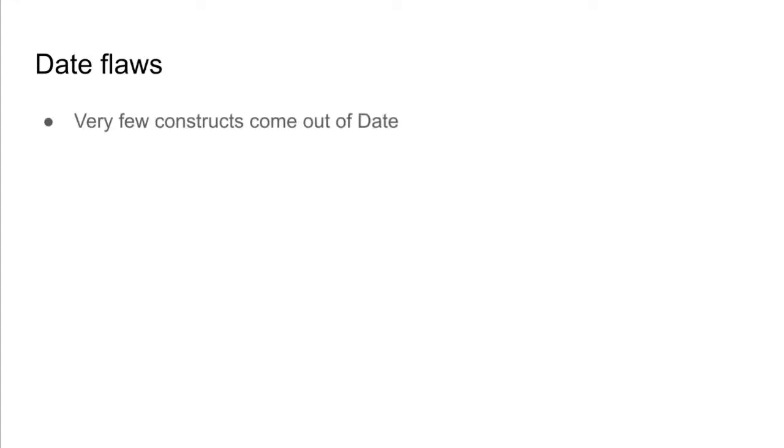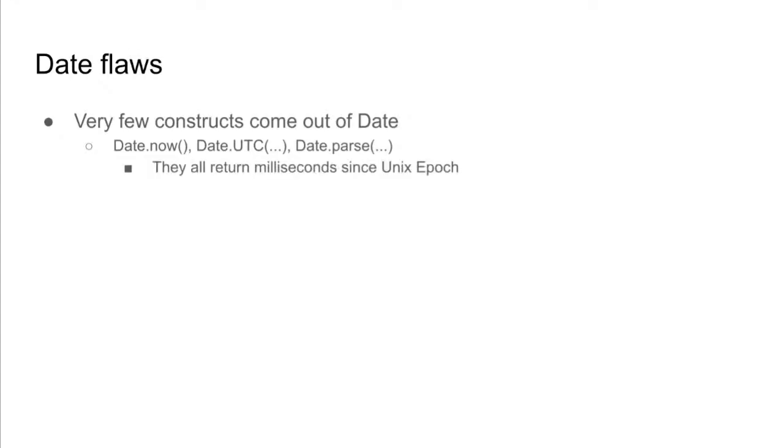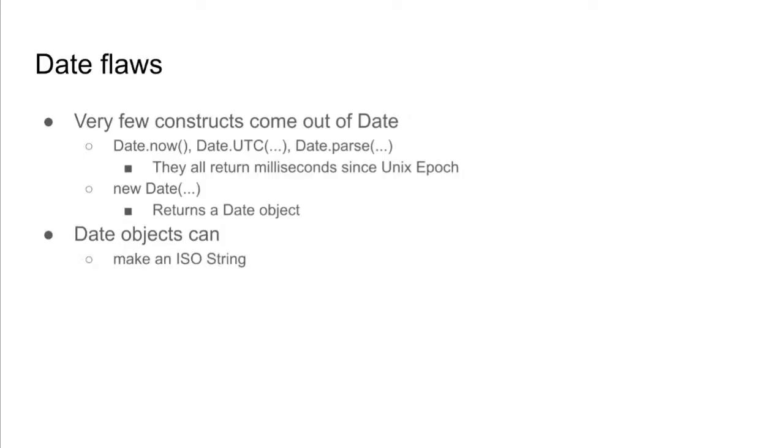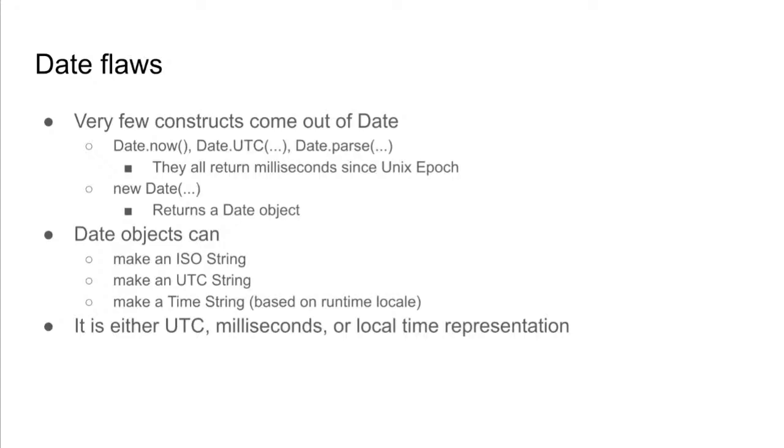Also, very few constructs come out of Date. All those three methods, now, UTC, and parse, will output milliseconds since the Unix epoch. The constructor of the Date class will return a Date object that can in turn be converted to generate an ISO string, a UTC string, or a time string based on our runtime locale. So it's either a UTC reference, a milliseconds reference, or a local time representation.